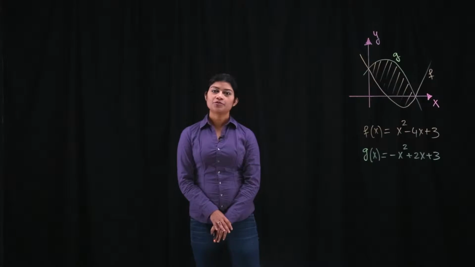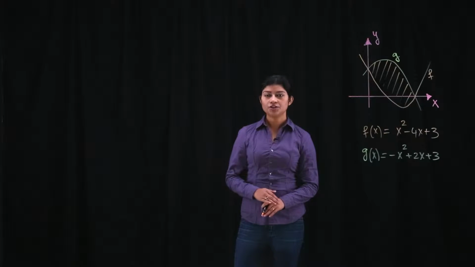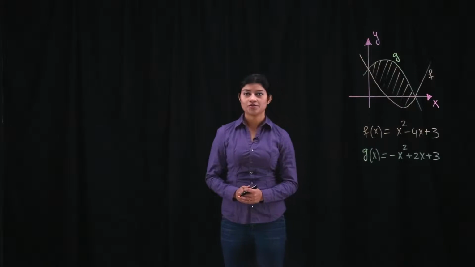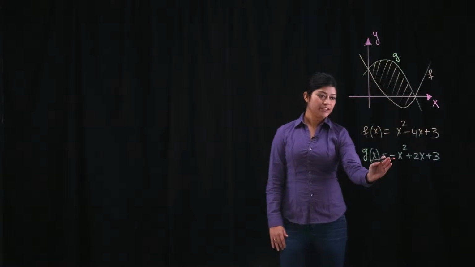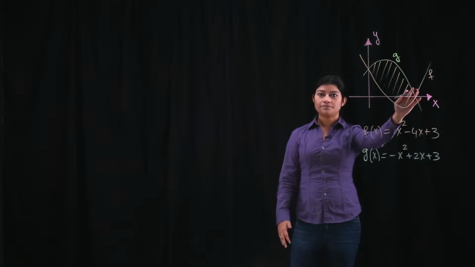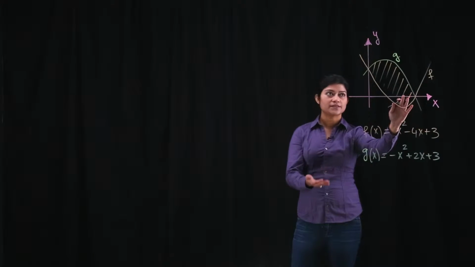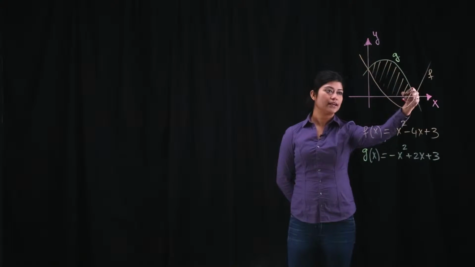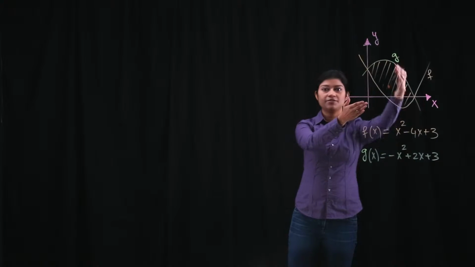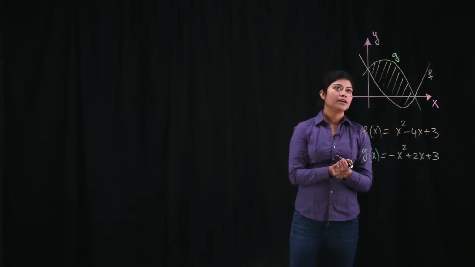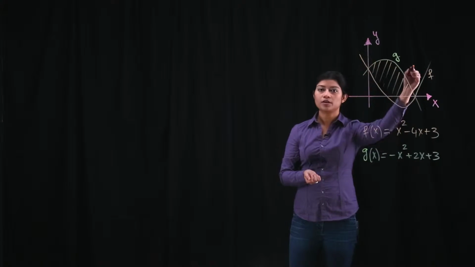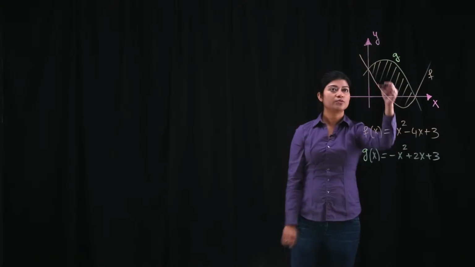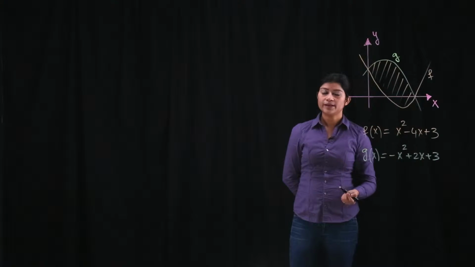Hi, I'm Papia. In this problem, we are going to compute the area of a region bounded by two functions. The functions f and g are given to us, and the graph of those functions is also given. So you can see the region that's bounded by f and g from the graph itself. g is the upper curve and f is the lower curve, and these are the expressions. So we have to compute the area between them.